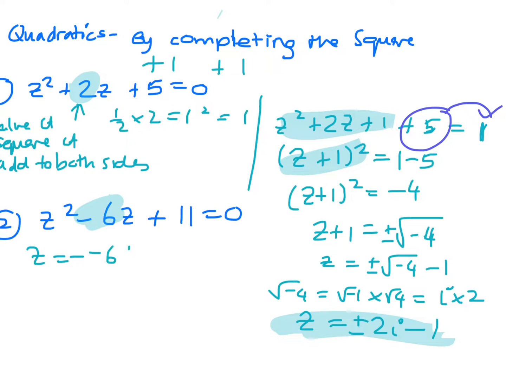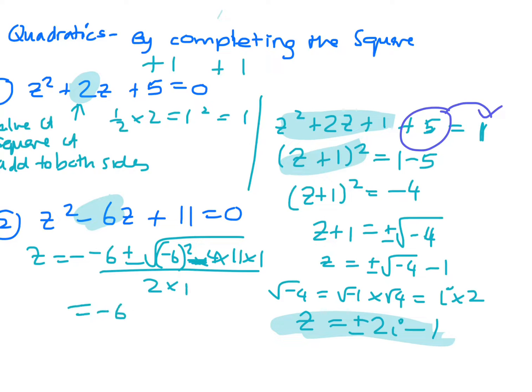z equals minus 6, plus or minus the square root of minus 6 squared, minus 4 times 11 times 1, all over 2 times 1. So that's going to be plus 6, because it's minus, plus or minus the square root of, now that's 36 minus 44, which is, wait a minute, is it 36? Yeah, 36, minus 44, which would be minus 8.